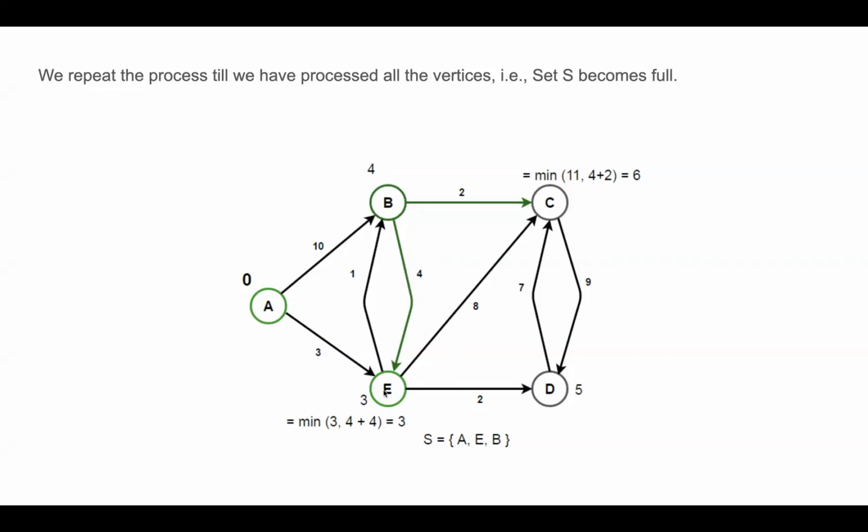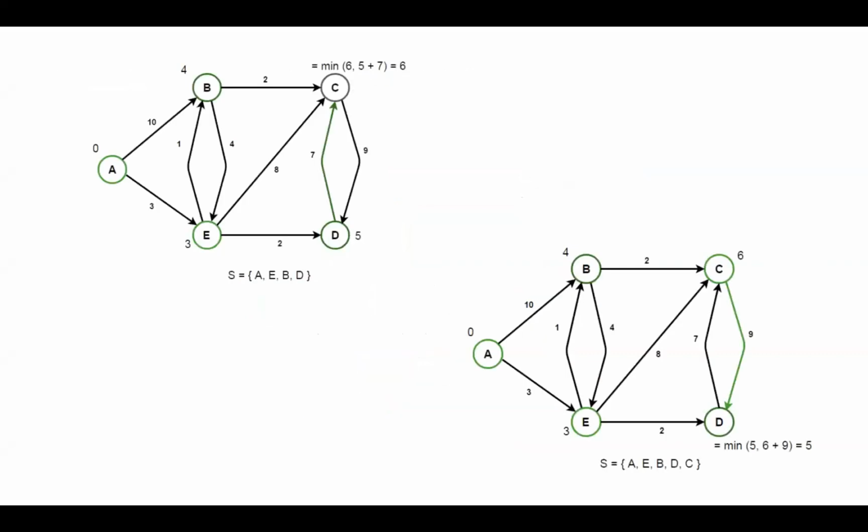So A to E will be considered as 3 only. Okay, now the set S becomes A, E, B.